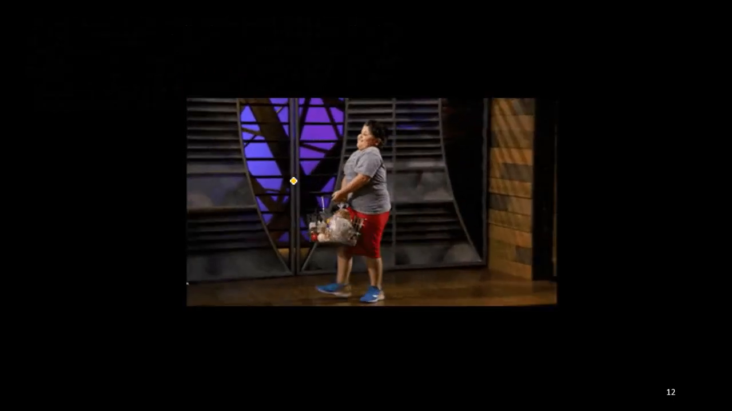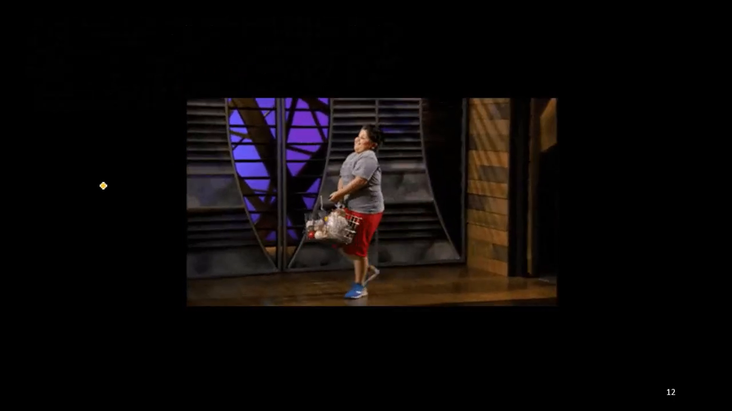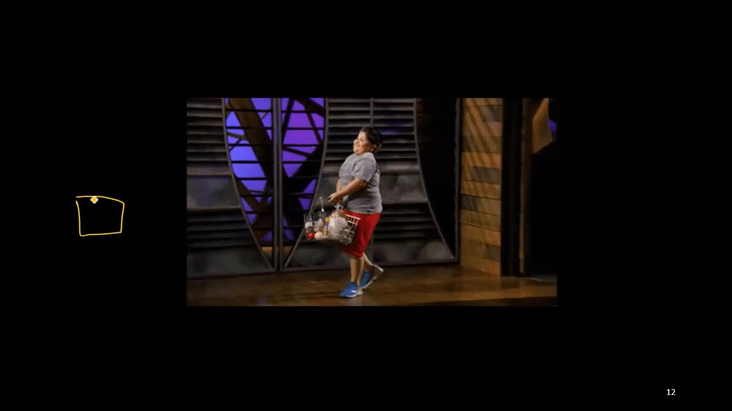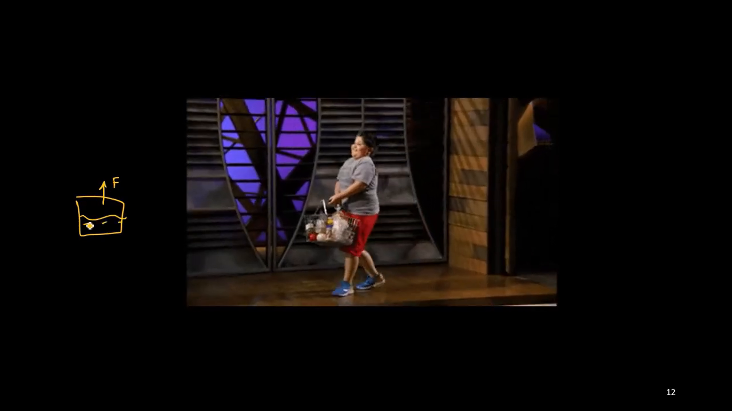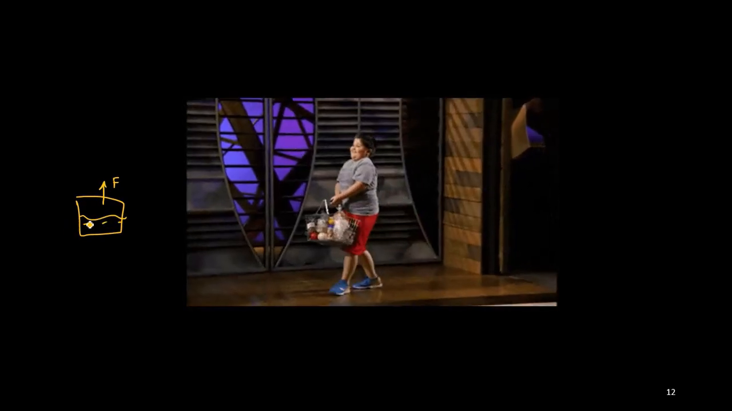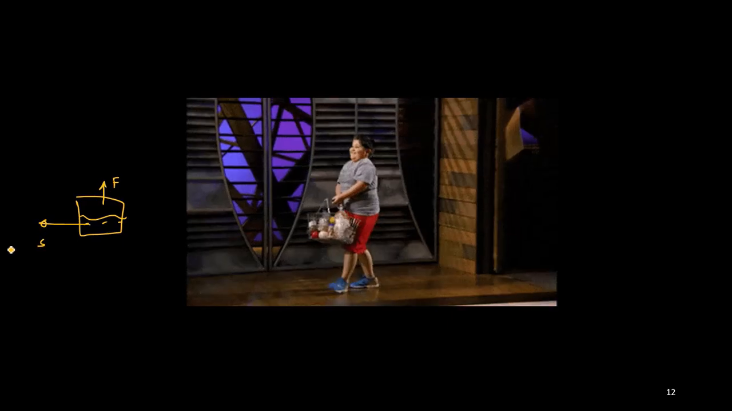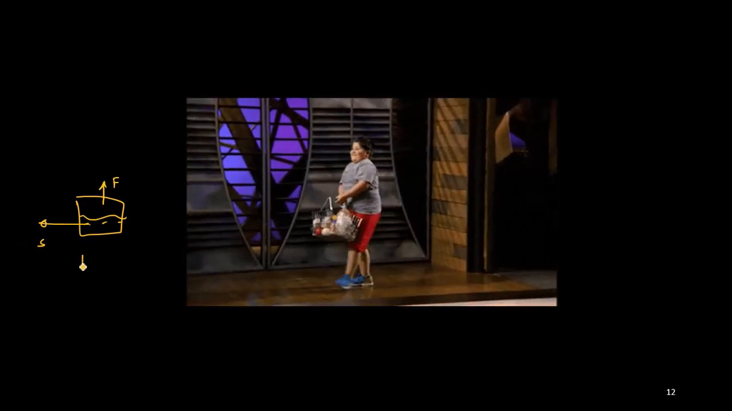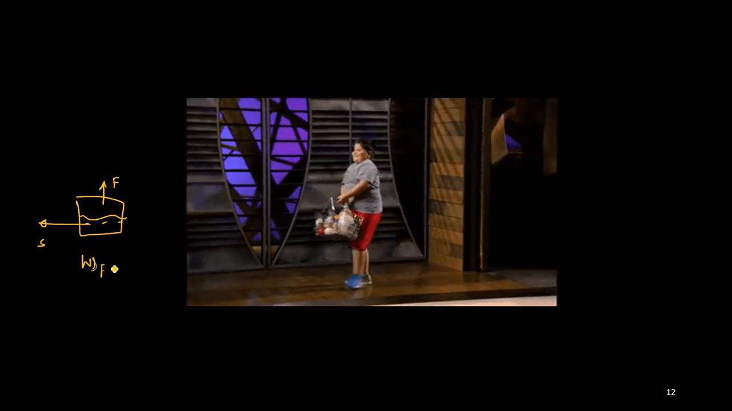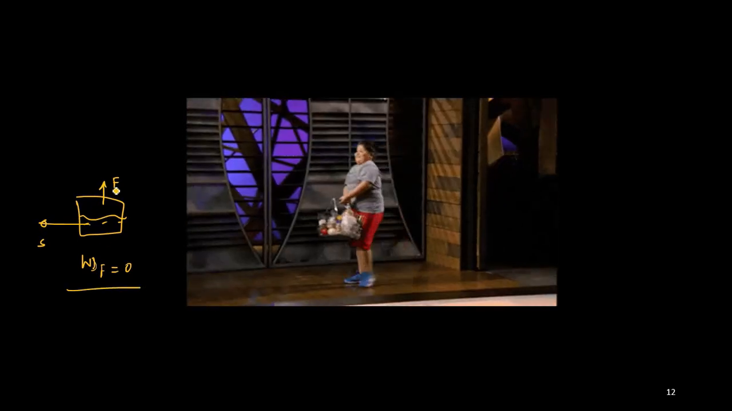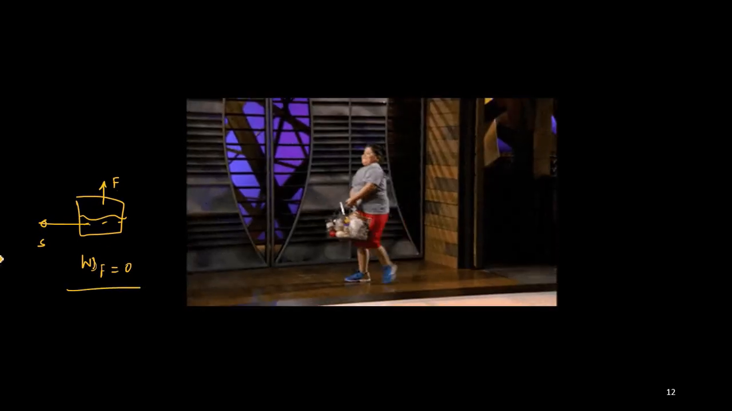Let us say this boy is lifting a load. The bucket will be lifted with a force of F, let us say. The boy is moving in this direction, so the displacement is in this direction. So work done by the force is equal to how much? 0. Why? Because the angle between F and S is clearly 90 degrees.